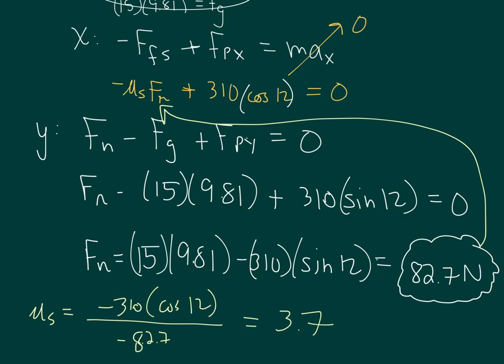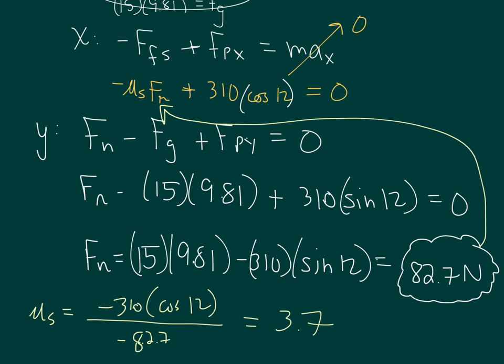Now, how would this problem change if I said it takes not 310 newtons of force, but only 300 newtons of force to keep it in motion at a constant velocity, or something like that? Acceleration could or could not be 0, depending on what it is. And what would you be solving for? Would you still be looking for mu s? What would you be solving for then? Mu k.